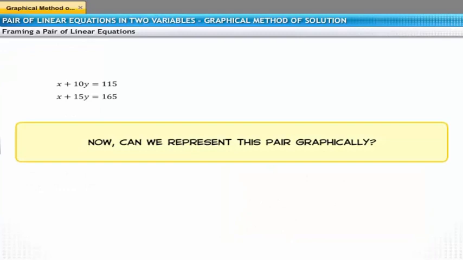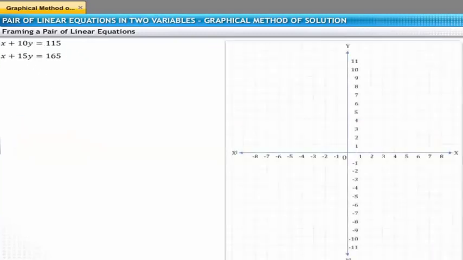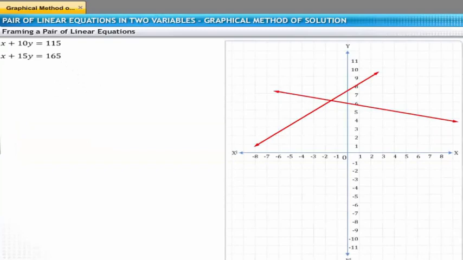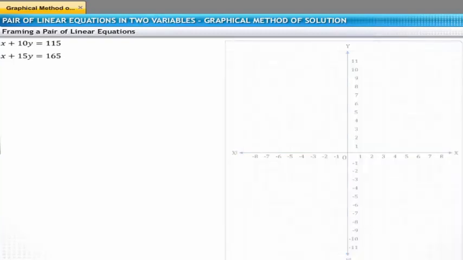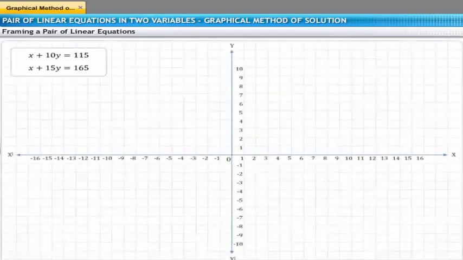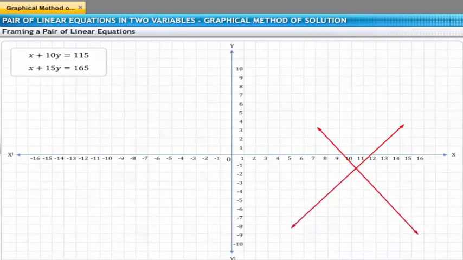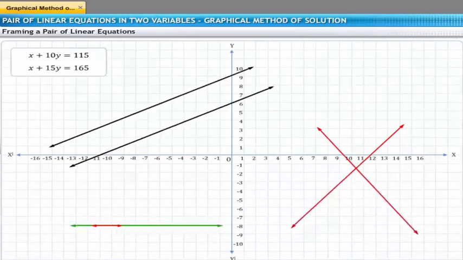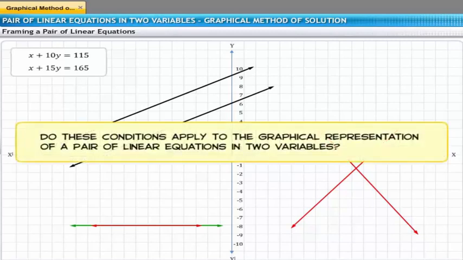Now, can we represent this pair graphically? Recall that a linear equation in two variables, when plotted on a graph, defines a line. So this means when a pair of linear equations is plotted, two lines are defined. Now, we know that two lines in a plane can intersect each other, be parallel to each other, or coincide with each other. Do these conditions apply to the graphical representation of a pair of linear equations in two variables? Let's plot this pair of equations to understand this.